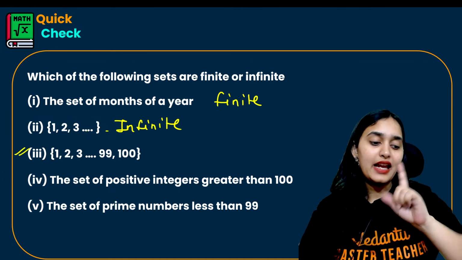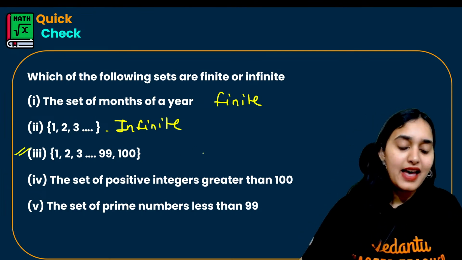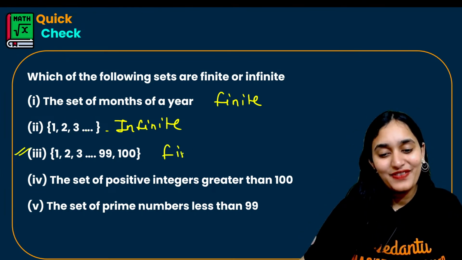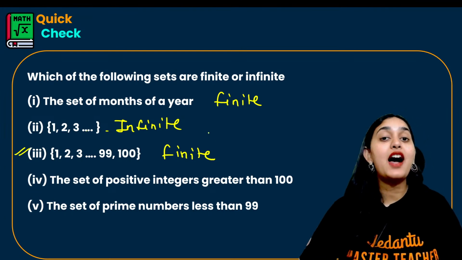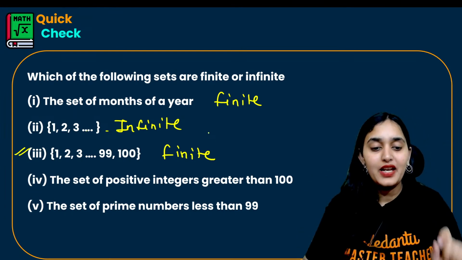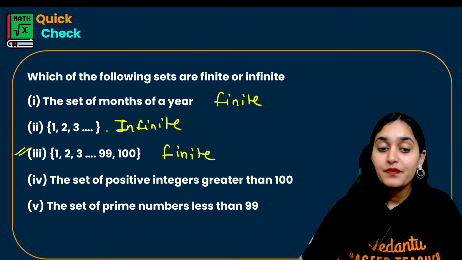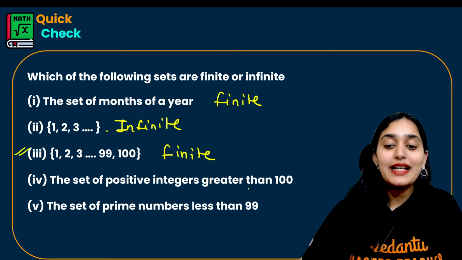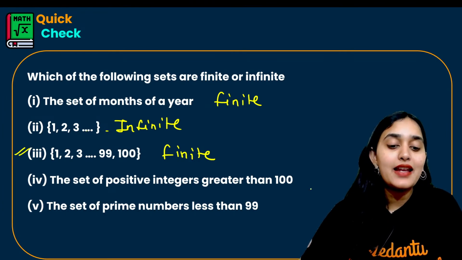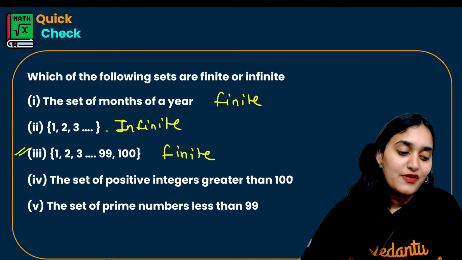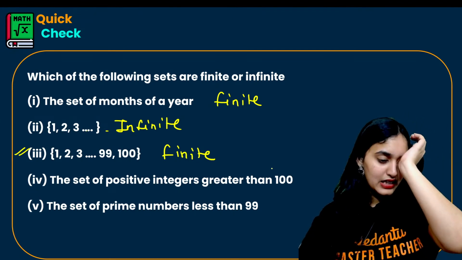1, 2, 3 and so on till 100. Absolutely right answer. Finite. We can count them. They are limited from 1 to 100. Next, set of positive integers greater than 100. Finite or infinite? Very good, Isha.